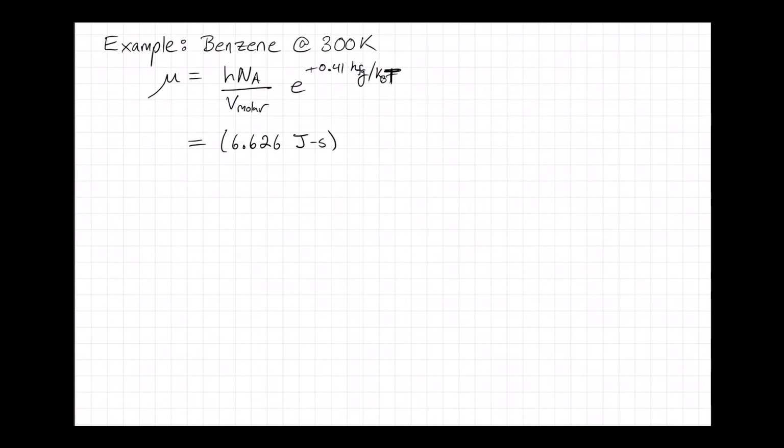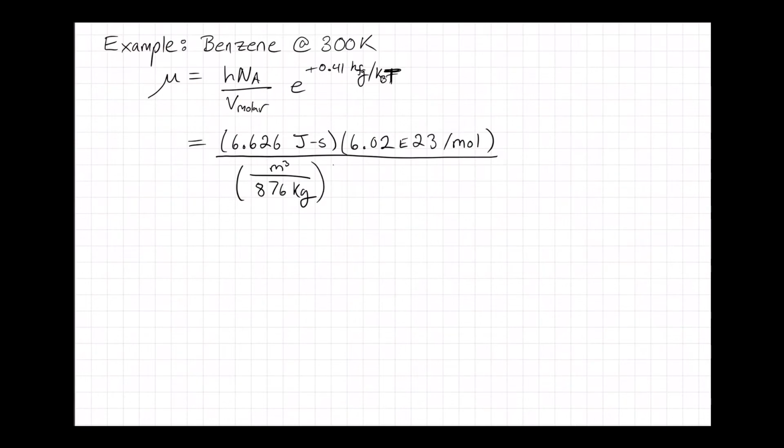So if I start writing those things out, Planck's constant is 6.626 e to the minus 34 joule seconds, times Avogadro's number, 6.02 e to the 23 atoms per mole. I can't look up the molar density, but I can look up the density of benzene, and I can use that plus the molecular weight of benzene to calculate the molar volume. And then I'll calculate the thing that's in the exponential by looking up the enthalpy of vaporization.